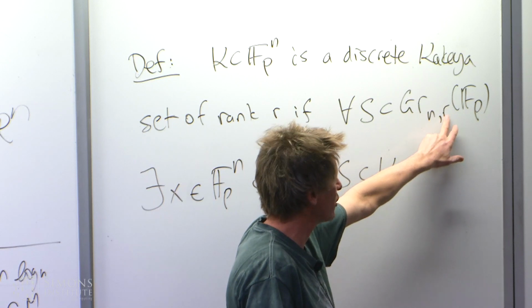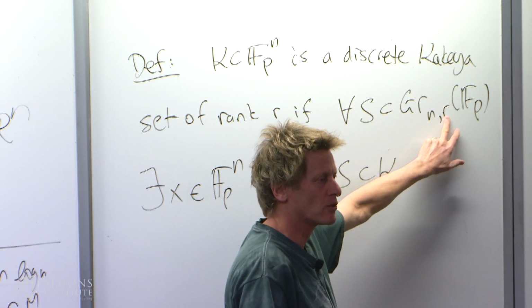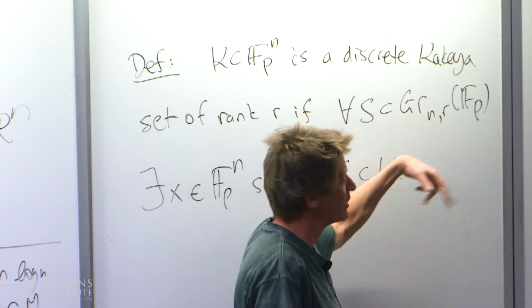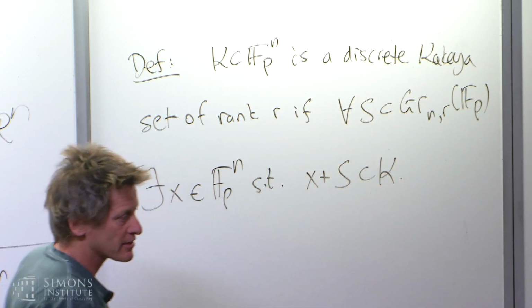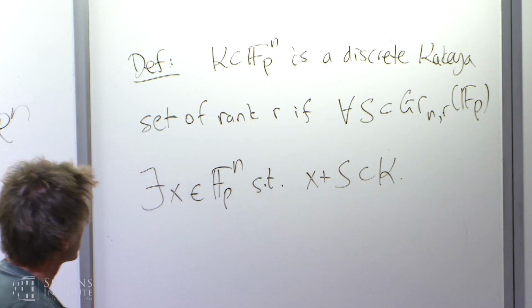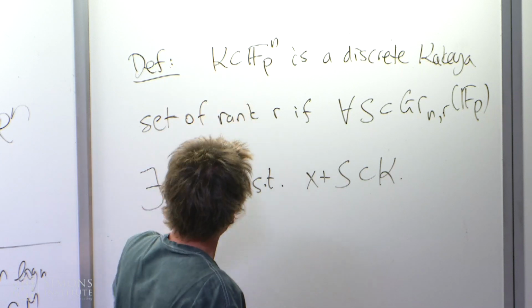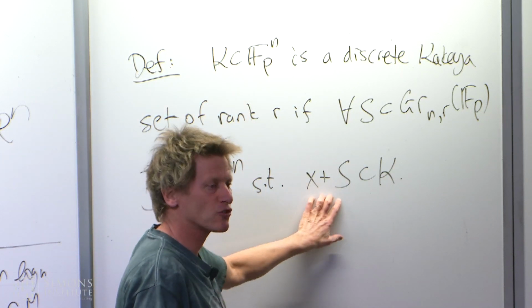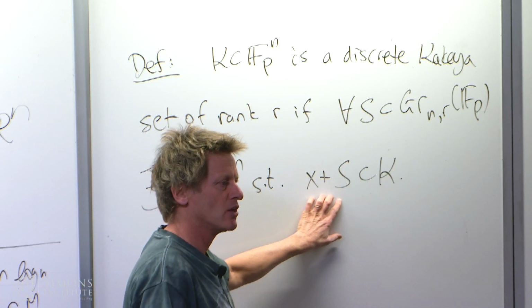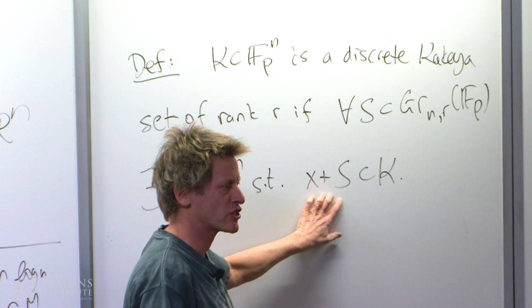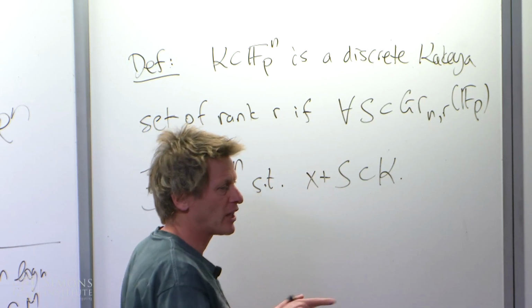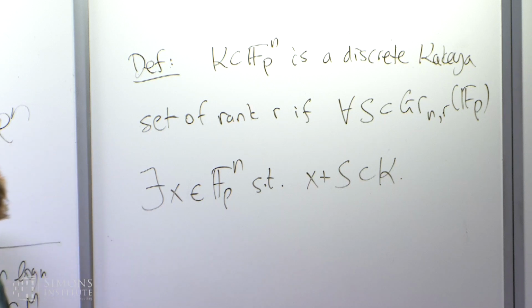So for starters, just think of r as being equal to 1, so that if r is equal to 1, this is all lines in this vector space. And we're saying that a set is called a discrete Kakeya set if it contains a translated copy of each plane of the dimension r. So in the case of lines, it contains a line in every direction.